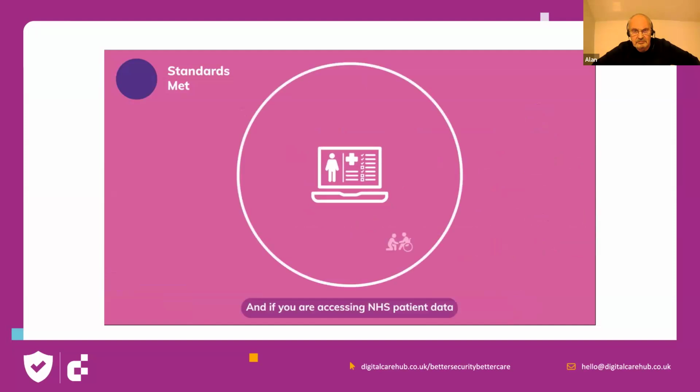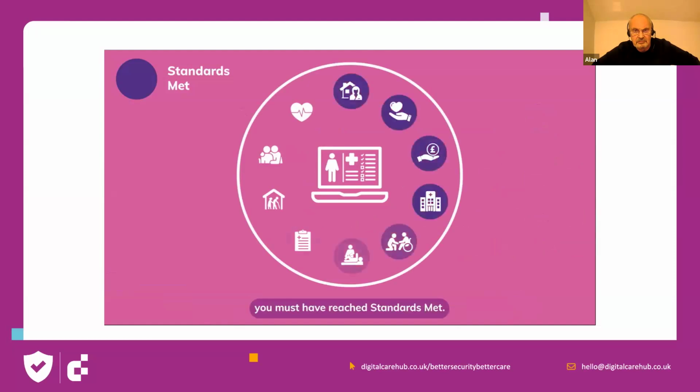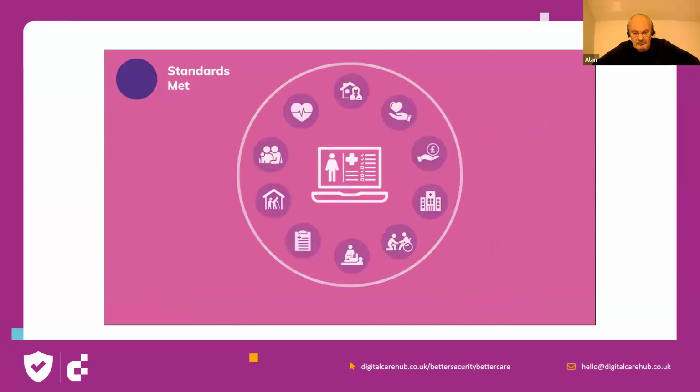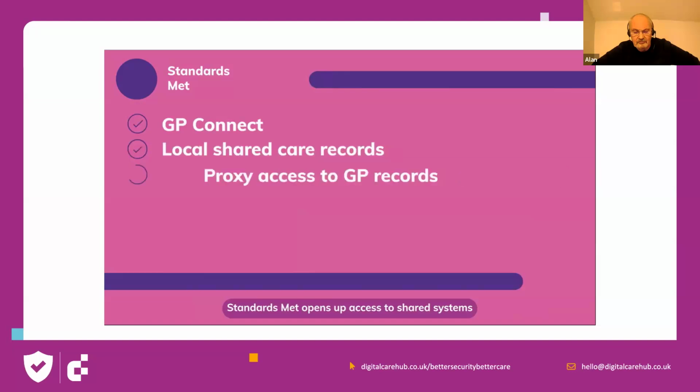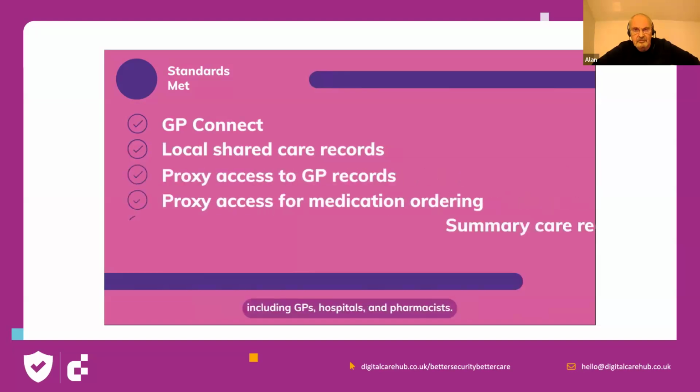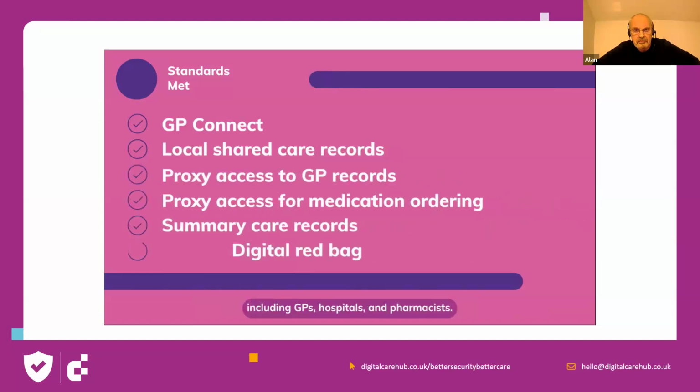And if you are accessing NHS patient data or delivering services under an NHS contract, you must have reached standards met. Local authorities are also increasingly asking for the DSPT in their contracts. Standards met opens up access to shared systems with other health organisations, including GPs, hospitals and pharmacists. These systems can improve decisions you make about someone's care and save your staff time.